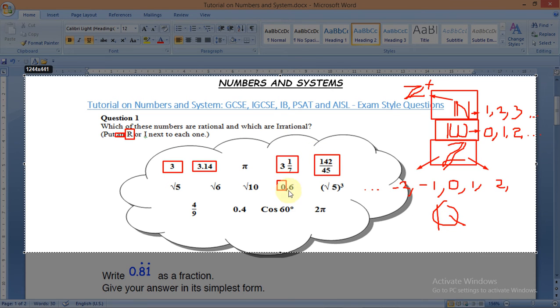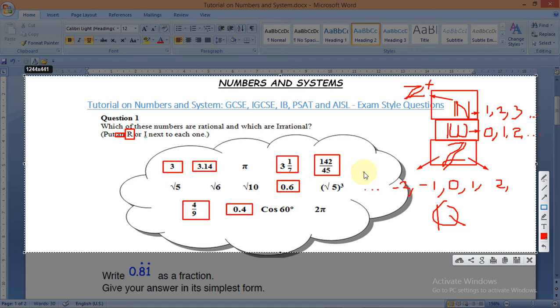This is a decimal number, okay. This is a terminating decimal, this is a fraction. Okay, now the remaining elements there are irrational numbers. So what are irrational numbers? Irrational numbers are a set of numbers that cannot be expressed as a fraction.